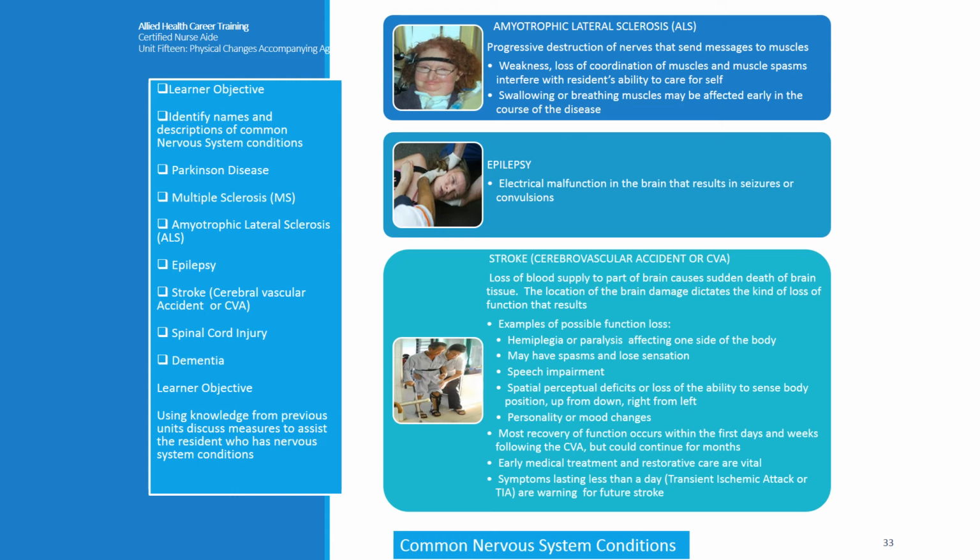So this may result in weakness, loss of coordination of muscles, and muscle spasms, and will interfere with the resident's ability to care for themselves and to perform their ADLs. This kind of starts sometimes from the outside in. So it may start with the feet or the hands, then it's going to move up the legs, up the arms, and eventually it will affect the way people swallow and breathe. And this may happen early in the course of the disease. So somebody diagnosed with ALS may not have but a few years to live after their disease is diagnosed.